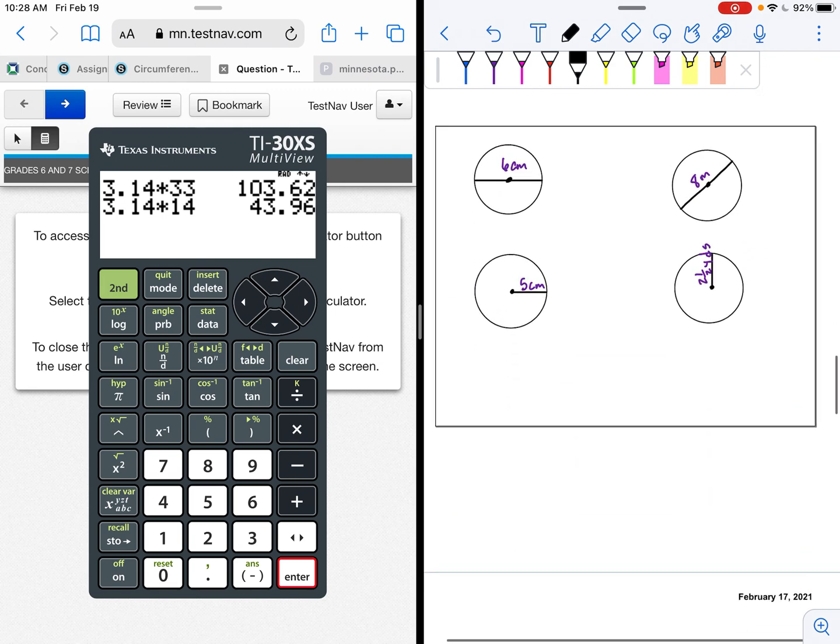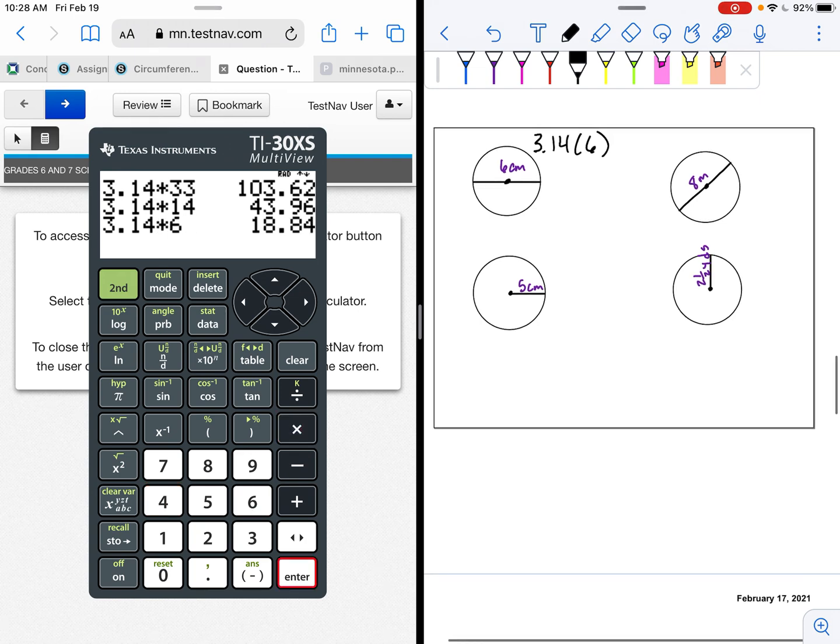So let's just do a couple here. So I have a couple of circles here, some with radius, some with diameter. So we're going to do this first one that's 6 centimeters. So I'm just going to take 3.14 times 6, my calculator, 3.14 times 6, and I'm going to end up with 18.84 centimeters for my circumference. So again, we're just going to do it over here.